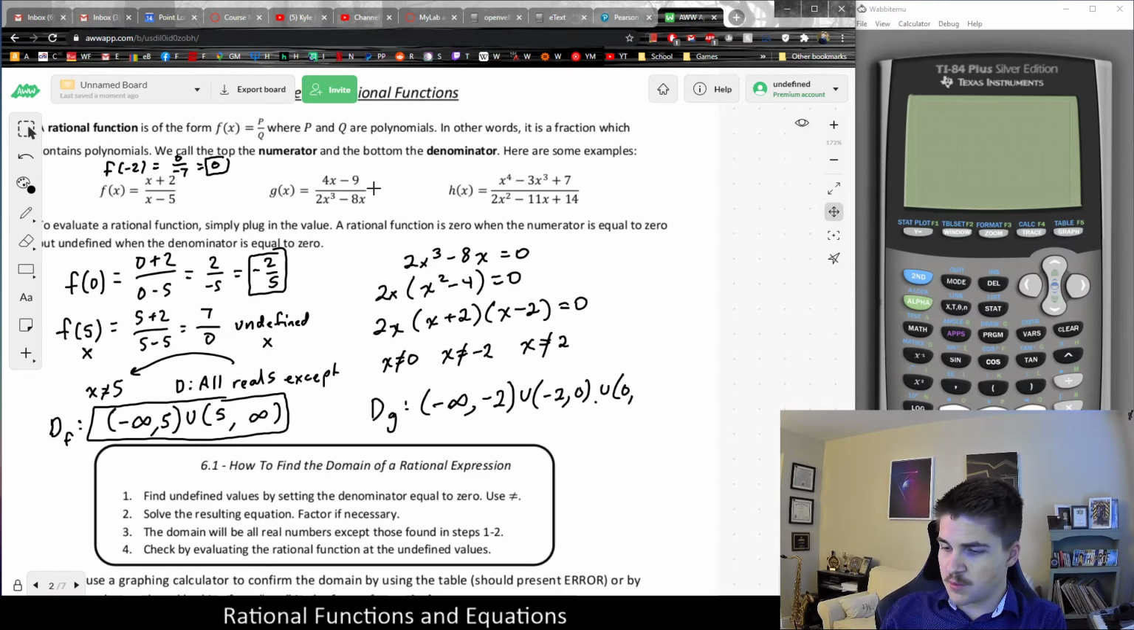All numbers between 0 and 2. I'm running out of room on my tablet. And then all numbers from 2 to infinity. And this would describe basically every single number except for those 3. And it's kind of like I'm inserting a gap in there.